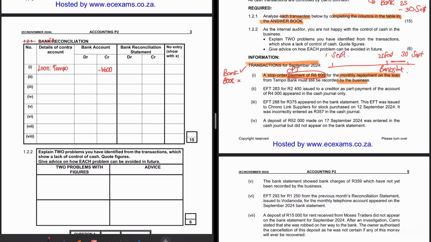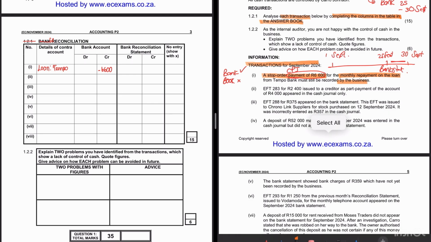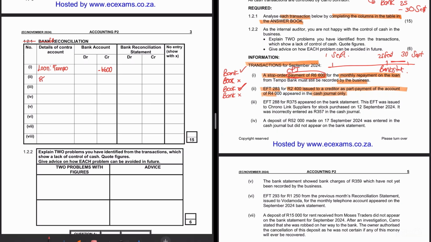Number 2, an EFT. EFT 283 for 2,400 issued to the creditors, part payment of the account of 4,000, appeared in the cash journal only. So it appeared in the books, our CPJ, but not in the bank, so tick that. Let's include this in the bank. So we've got EFT 283. Now we need to add it to our bank recon.